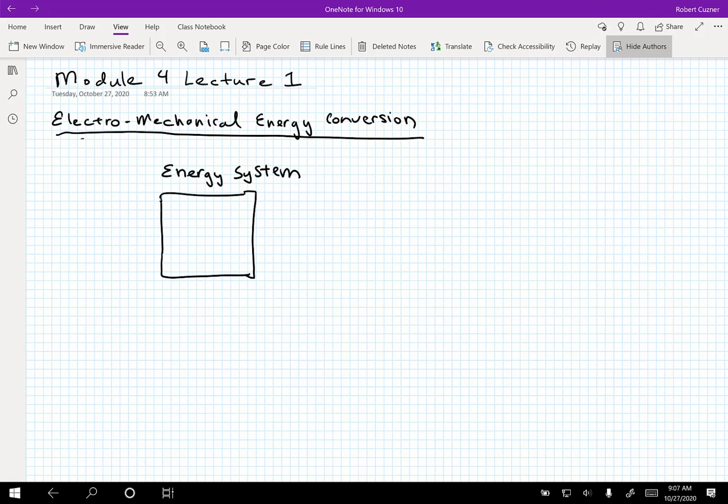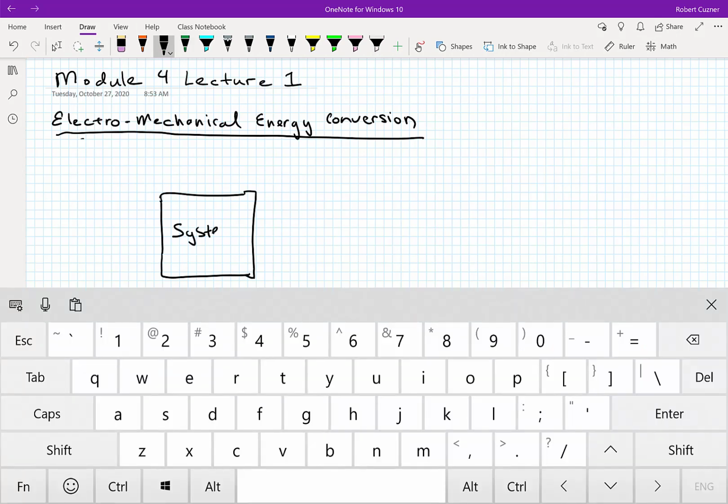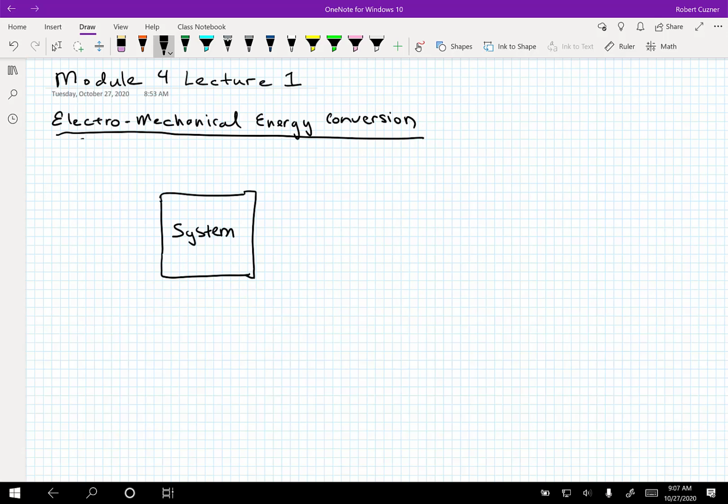It's got electromagnetic components inside of it, and this system here, let me just write "system" in the middle of this box right here. We have really two types of electromechanical energy conversion scenarios that we're interested in. We have actuators or motors. And the other one we have is generators, but we're going to talk about the actuator first.